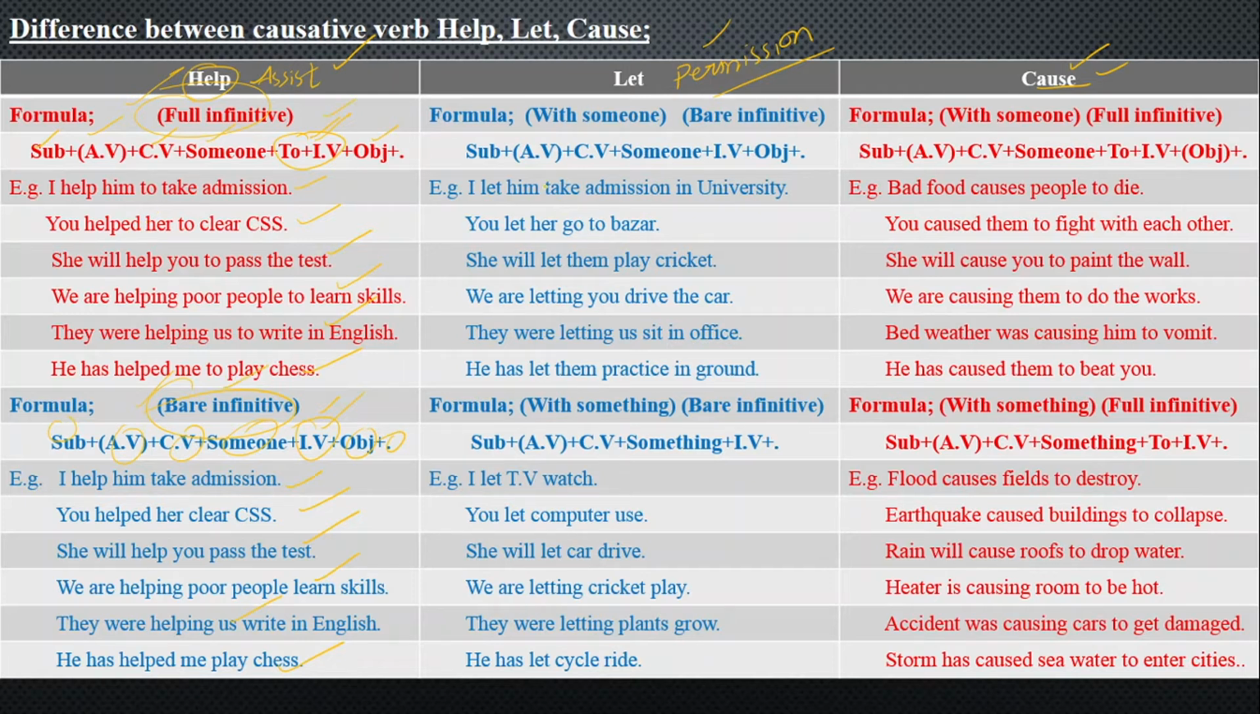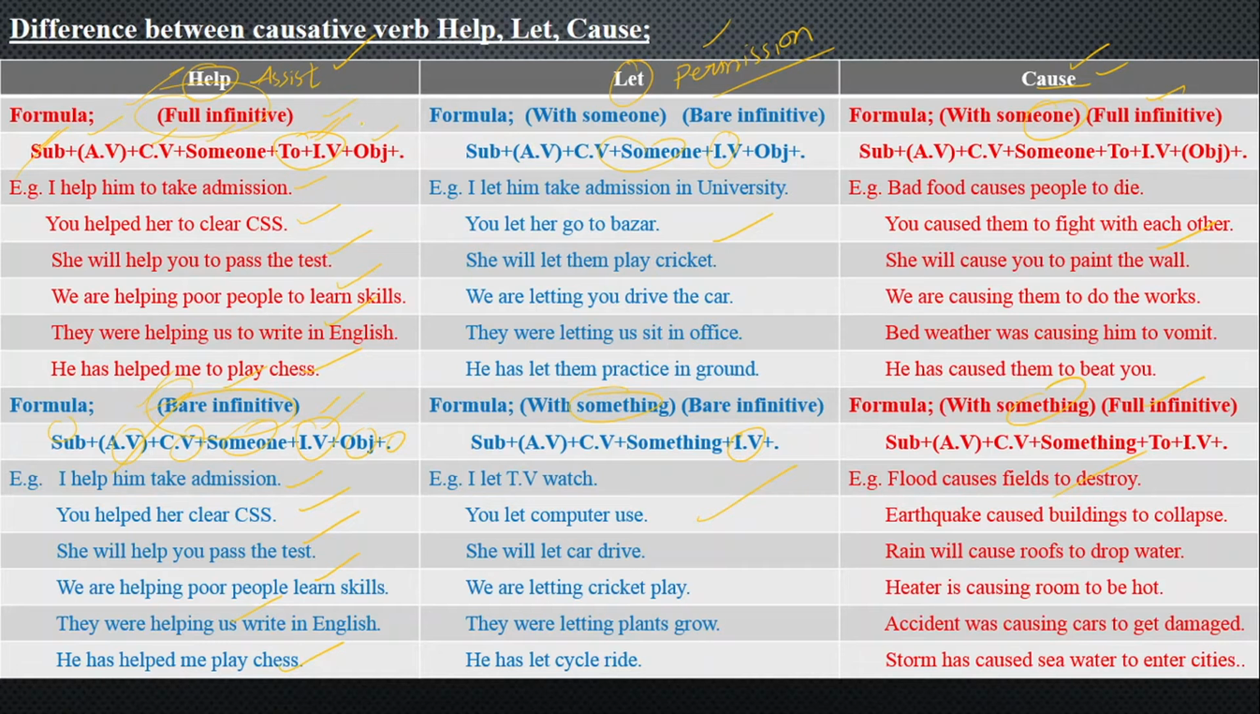Here you can see. But the causative verb let, it is used only with bare infinitive. First form of the verb, first form of the verb. Whether your formula is for someone or for something, you'll be using only the first form. And the causative verb cause is used, whether for someone or something, with the full infinitive. So help is both full and bare infinitive. Let is only bare infinitive, and cause is only full infinitive.